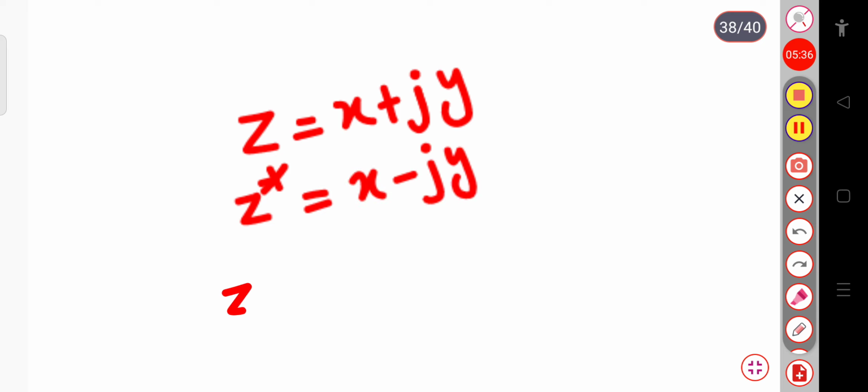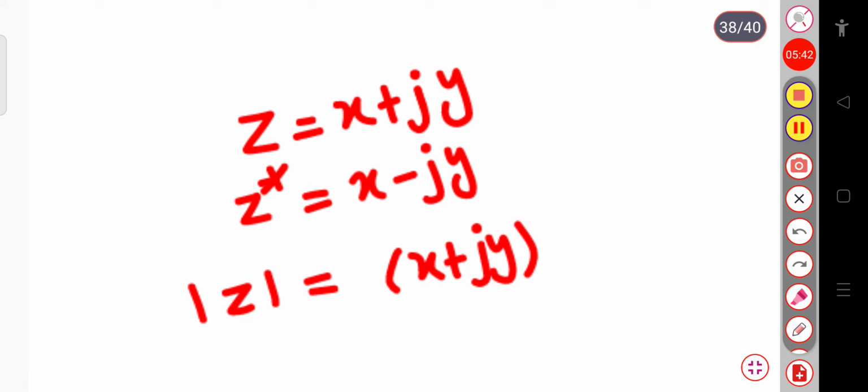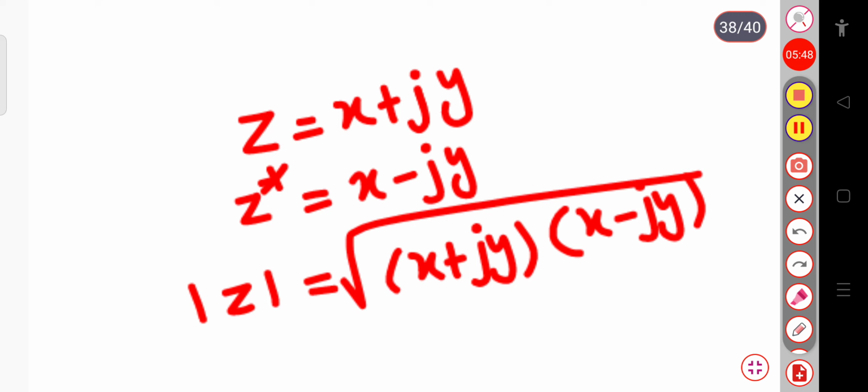When we want to take the magnitude of this, then simply we have to take x plus jy, and here we will multiply with its complex conjugate, that is x minus jy, and after that we will take the square root of this. Here this is in the form of a plus b into a minus b. This is simply a square minus b square.